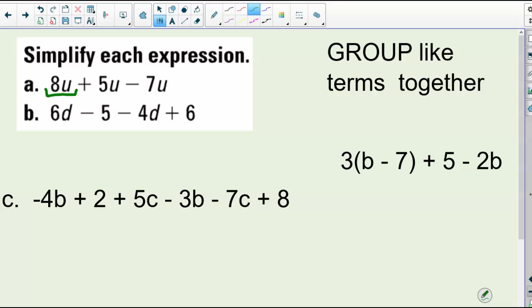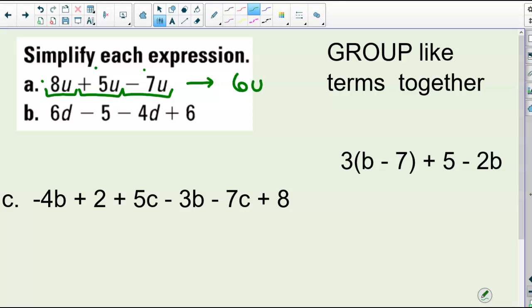Find your terms. Remember that everything is included in a term. Nothing's left out. Everything is part of a term. So my terms are 8u, 5u, and negative 7u. Those are all like terms, they're all just u's, so if I put those together, 8 plus 5 is 13, minus 7 gives me 6u.